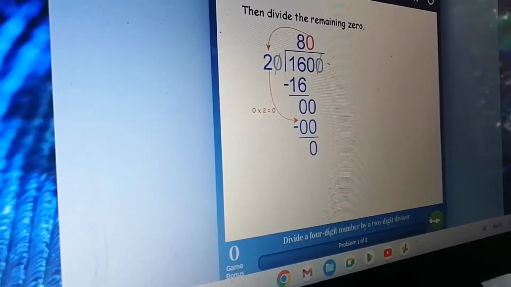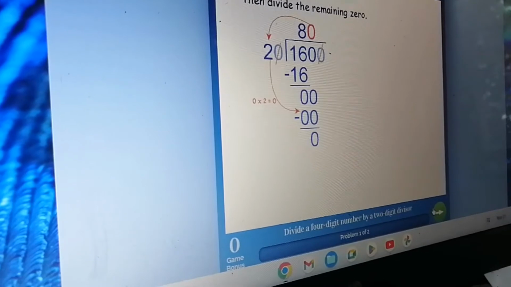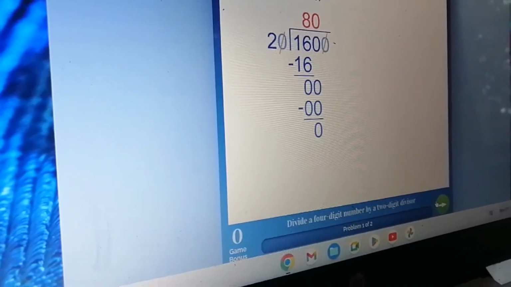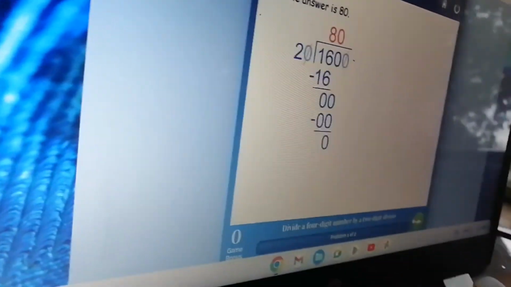2 goes into 16 8 times. Then divide the remaining 0. 2 goes into 0 0 times.